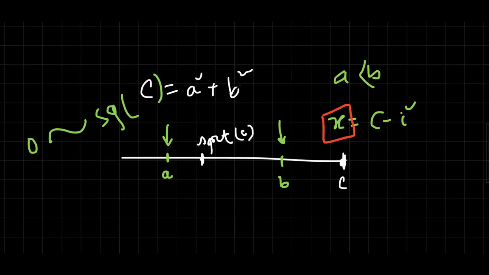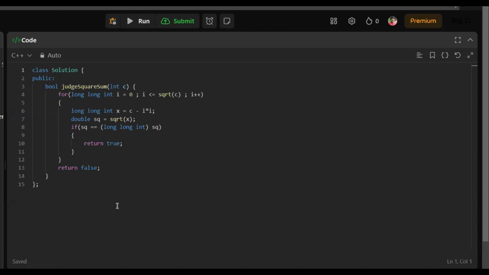So this is the basic intuition and algorithm of this problem. I hope you understood the algorithm. Now let's move on to the code. In this problem, the code is pretty simple. At first, we are given a function named judgeSquareSum. Here, the parameter is c. Now, we are using one loop from 0 to square root of c. And the value of x will be c minus i square. Now, by using this, we are going to check whether x is a perfect square or not.